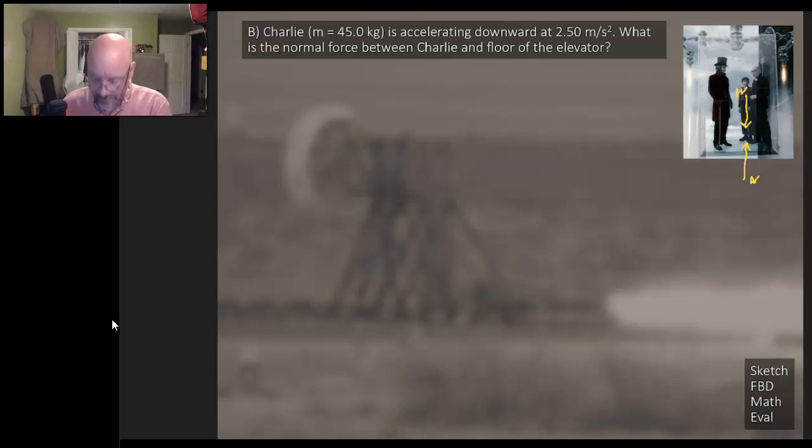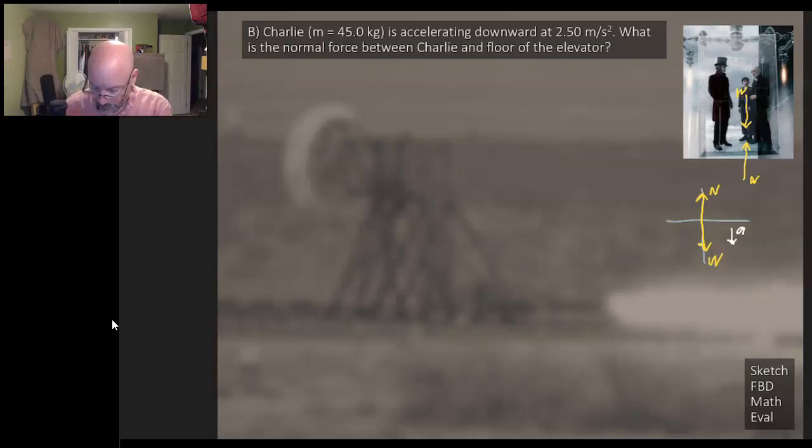I should do a free body diagram, though, okay? That can be useful. I've got the normal force. I've got my weight here, just like that. And let's go ahead and put our acceleration on here because that's useful. And the acceleration is down. Okay, the acceleration is downwards.